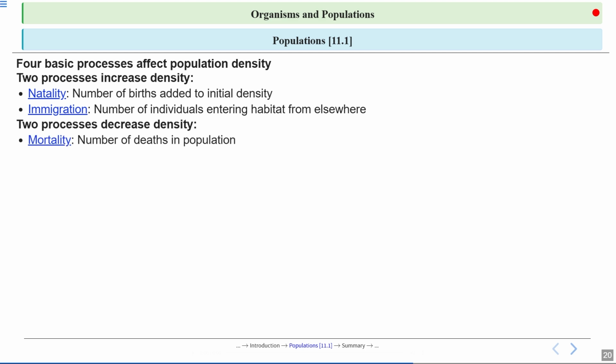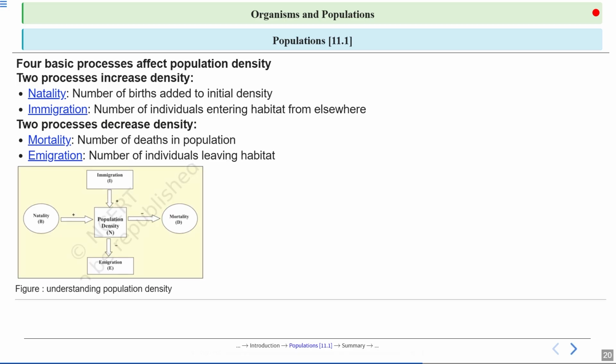Now let's talk about two processes that decrease the density. First one is mortality. What do you mean by mortality? Mortality is the number of deaths in a population. This is a natural process that reduces the number of individuals in a population over time. Second one is emigration. This means individuals leave a particular habitat, so this will decrease the population density.